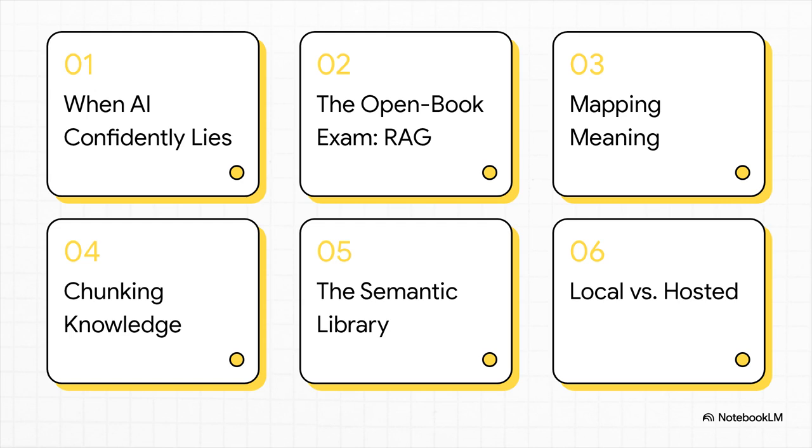So how do we fix this? Well, that's what we're here to break down. We're going to talk about when AI confidently lies, then we'll get into the solution, something called RAG, which is kind of like an open book exam for AI. We'll look at how it maps meaning with vectors, prepare that knowledge with something called chunking, and then store it all in a semantic library. And finally, we'll touch on whether you should build that library locally or use a hosted one. All right, let's jump in.